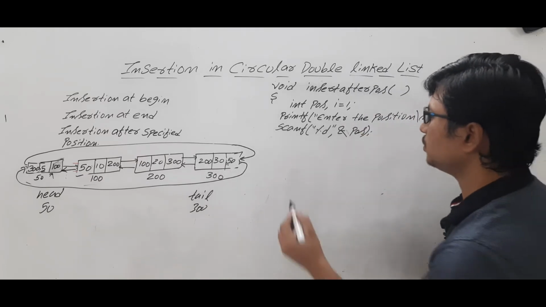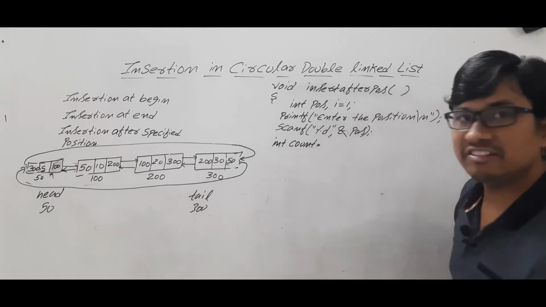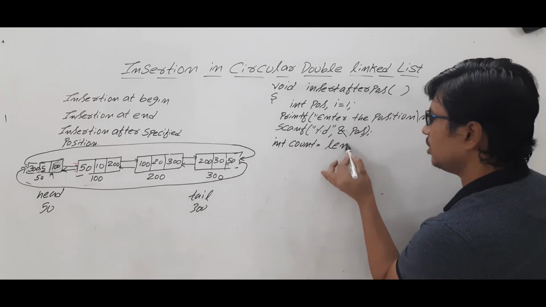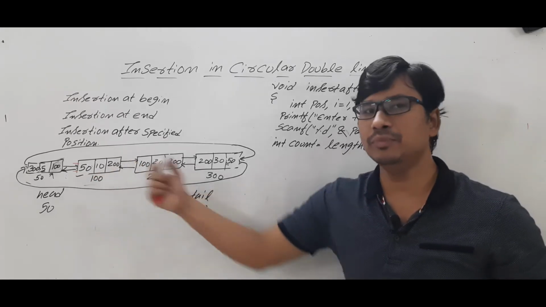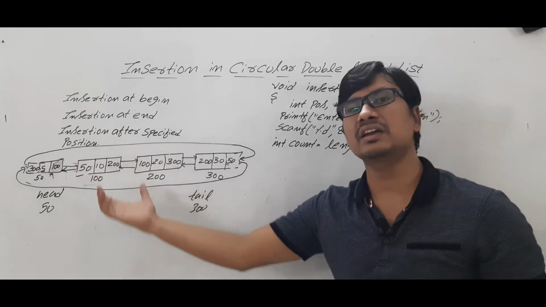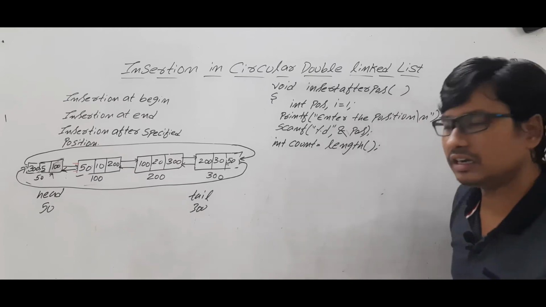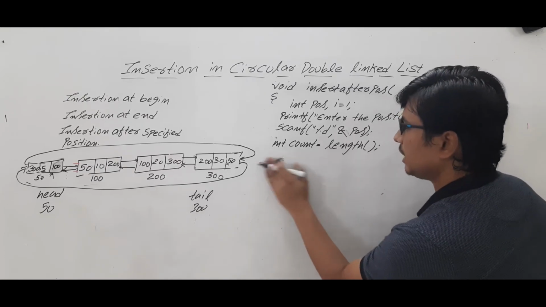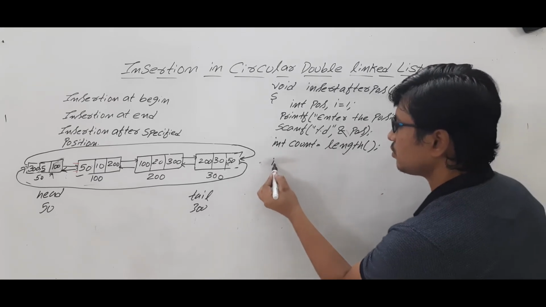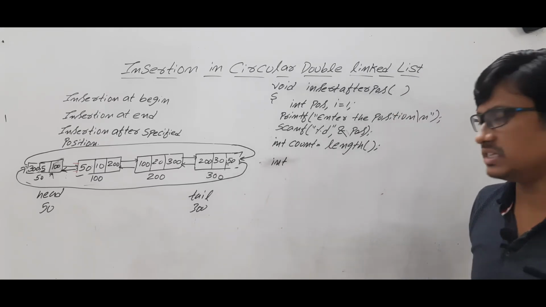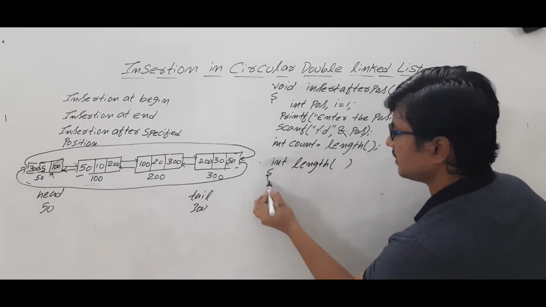So what I will do is take an integer variable count, and then I will call a user defined function called length. The purpose of this length function is to count the number of nodes in a circular double linked list. Is it clear? So let me write the user defined function called length. Oh, I should not write void. What should I write here? Int, because this function is returning an integer value. So the return type you have to specify is int, and you have to write the function name length.